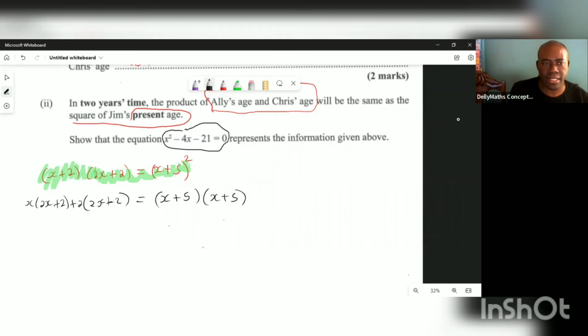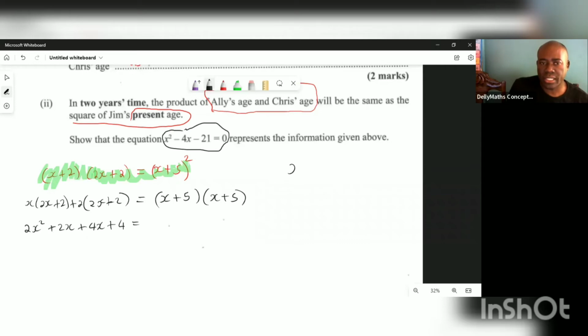Let me take my time and clear this up. x times 2x is going to give me 2x squared. x times 2 is going to give me 2x. 2 times 2x is going to give me positive 4x. 2 times 2 is going to give me 4. And this is equal to the square. So I could just do this right here if we want, or we could just file it out.